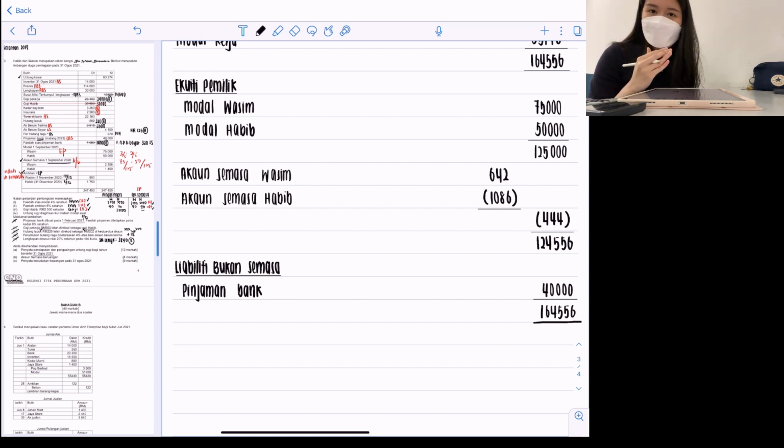So make sure the first 2 and the 3 question, these 2-3 questions must be done within 40 minutes frames for you to be able to finish your bahagian B.